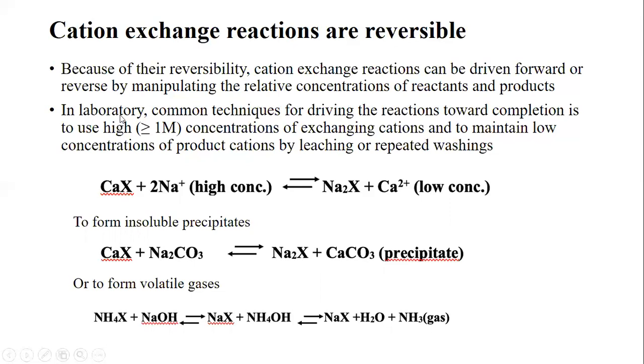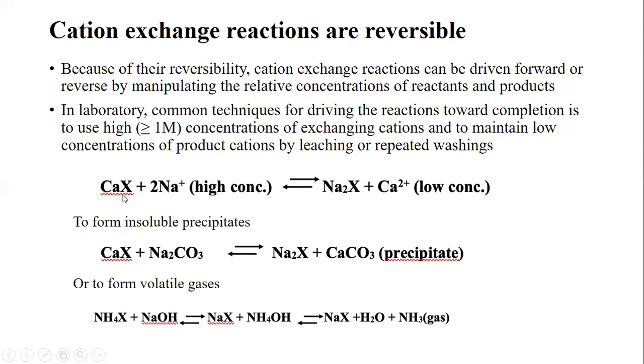If we do it in the laboratory, suppose we want to exchange. Remember, we will talk about it later when we talk about the procedures or the methods of measuring CEC of the soil. So, to maintain low concentrations of product cations by leaching or repeated washing, because you want that concentration to be high, and the ones that come out, you have to keep them low. They're the product, what ends up, you have to remove them or keep them low in concentration to keep the process going to the right.